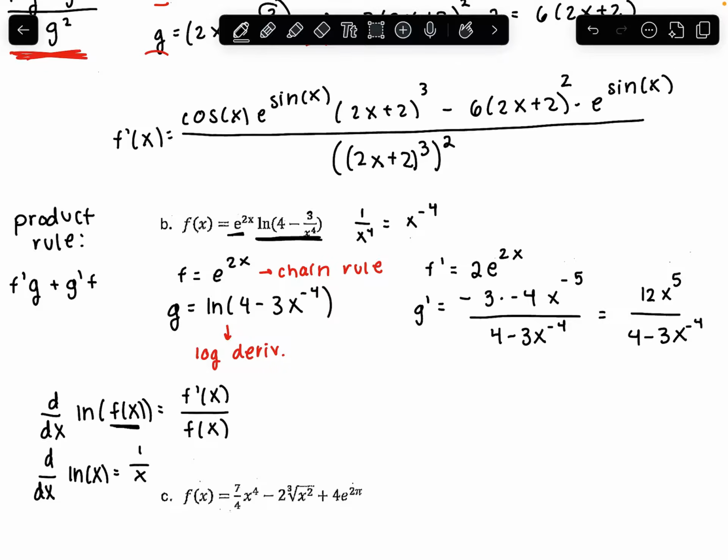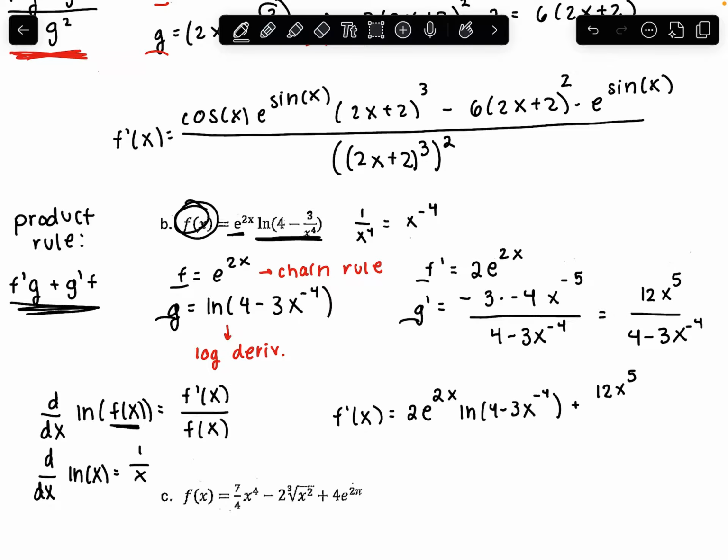So for the derivative of this original function, we put all of our pieces into the product rule. We'll have 2 e to the 2x times G, ln of 4 minus 3x to the negative 4, plus G prime, which is 12x to the negative 5 over 4 minus 3x to the negative 4, times F, which is e to the 2x.